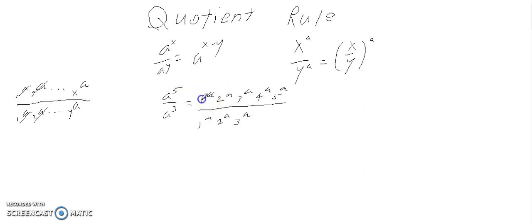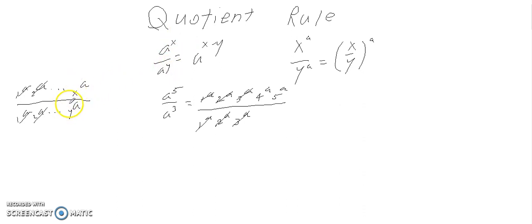So now they start canceling out. First ones, second ones, third ones. This leaves 2, which is 5 minus 3. So as you can see, we're taking away the bottom ones from the top. So the order matters here. In the product rule, the order does not matter.